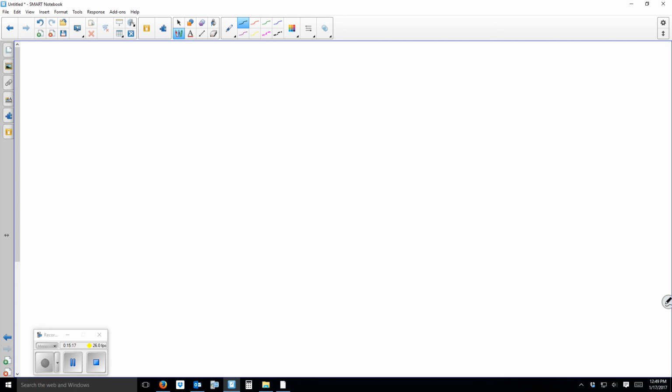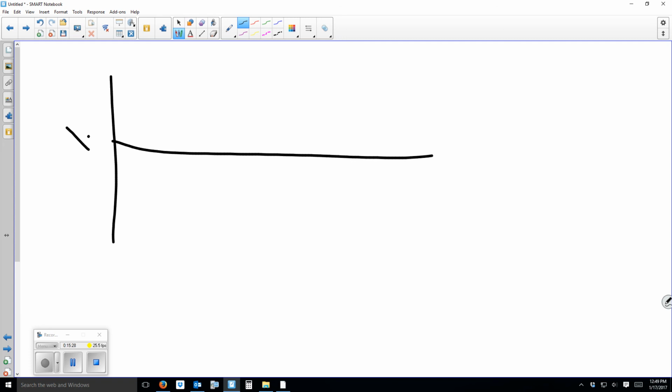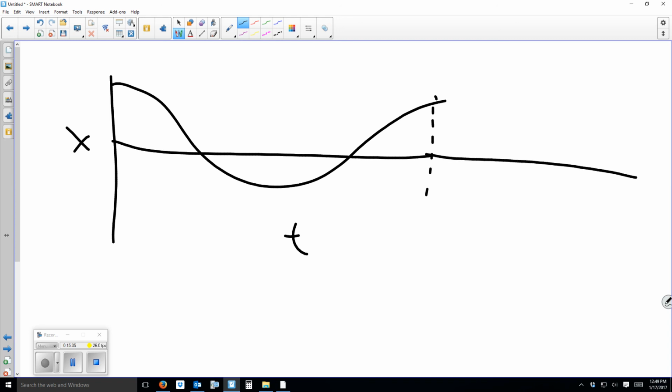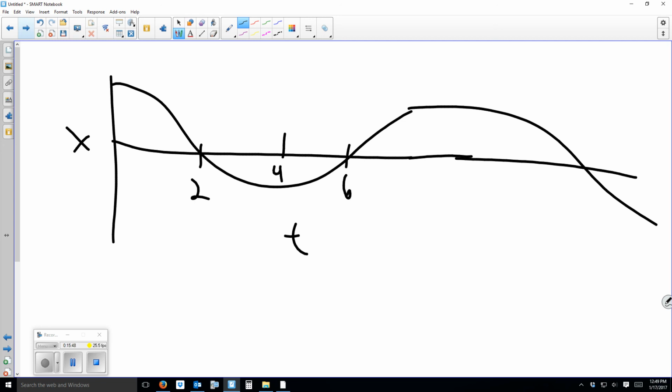Let me take a look. Let's take a look at some of these graphs. Again, this graph right here. Let's say this is 2, 4, 6, 8, 10. A graph like this, there will be, I believe, 13 questions based around this graph.